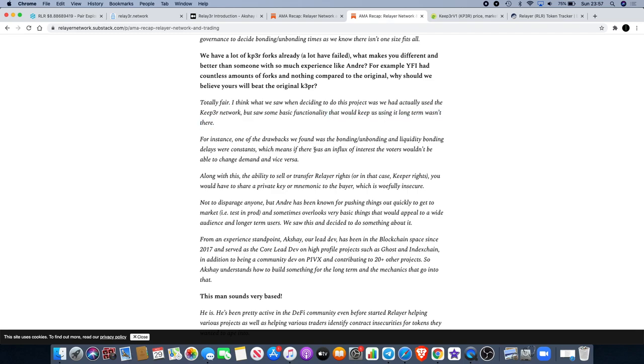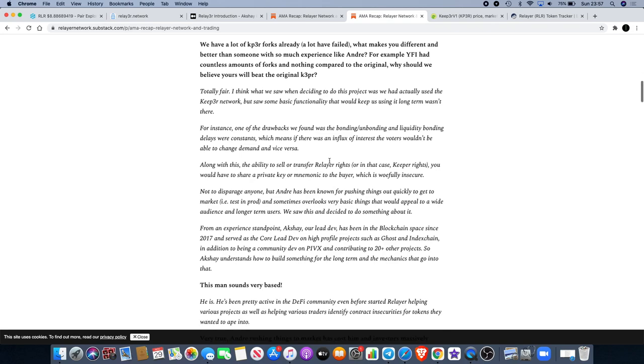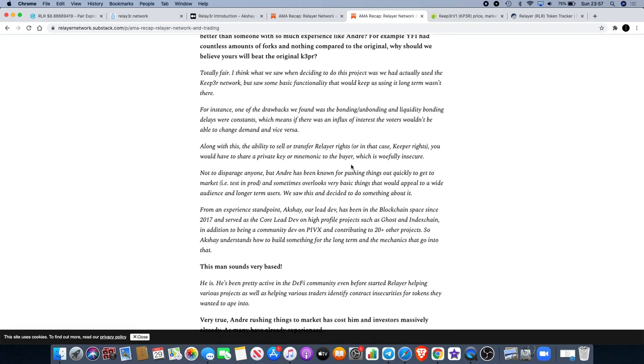For instance, one of the drawbacks we found was the bonding, unbonding and liquidity bonding delays were constant, which means if there was an influx of interest, the voters wouldn't be able to change demand and vice versa. Along with this, the ability to sell or transfer Relayer rights, or in that case Keeper rights, you would have to share a private key or mnemonic to the buyer, which is woefully insecure.